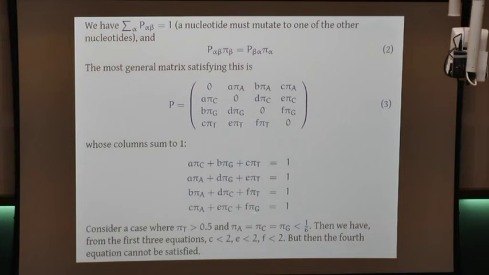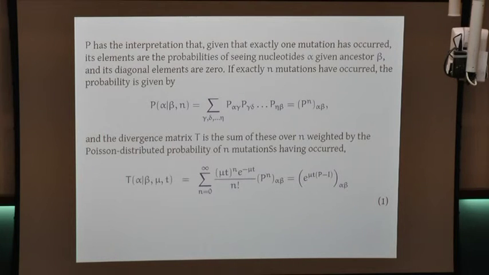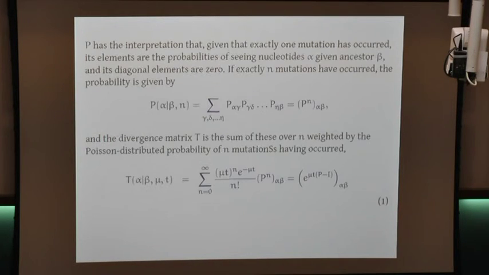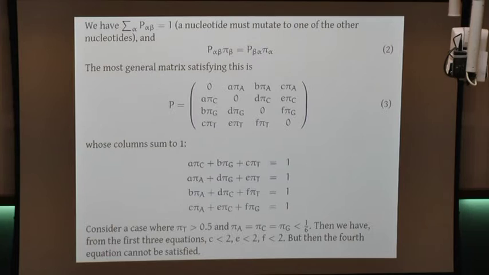So cases where one nucleotide predominates cannot be satisfied in the GTR model if you assume that all mutations are equally likely. The key assumption here is really that the mutation matrix can be written in this form, where the R matrix can be written as P minus I times a constant mu. Now you can have more general R matrices that do satisfy this, but then you have lots of parameters. So it's a question that I'm still thinking about. So I'll stop with this.